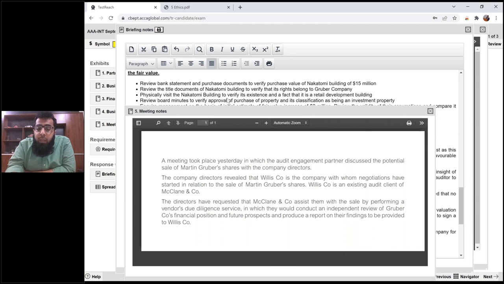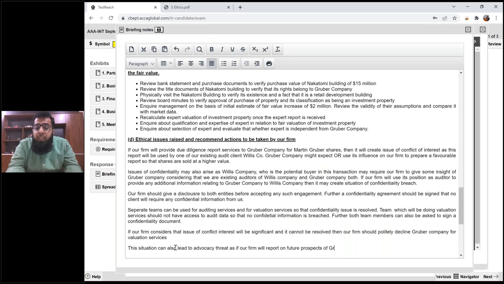Now you can say that when we develop a future prospects report, we will become an advocate. Advocate of whom? We will become an advocate of Gruber company. Why? We will write and review the report on the Gruber company's future prospects. Okay. Now, this situation can also lead to an advocacy threat, as if our firm reports on future prospects of Gruber company, then it will be advocating its own audit client to Willis company.